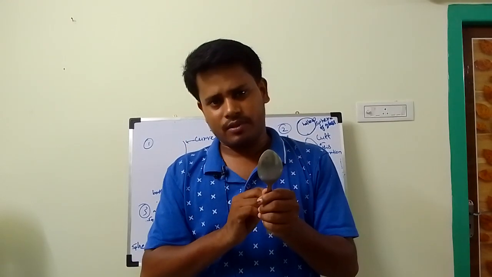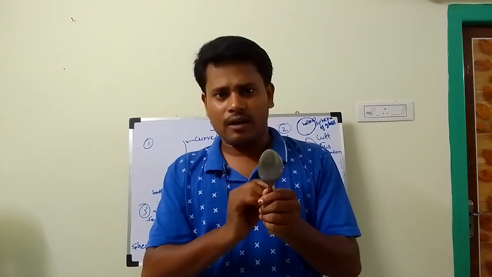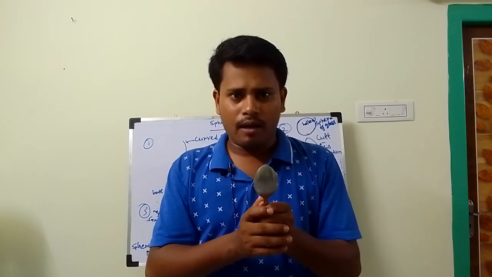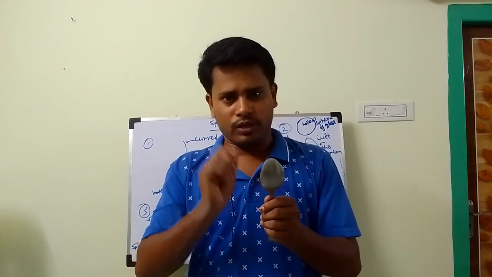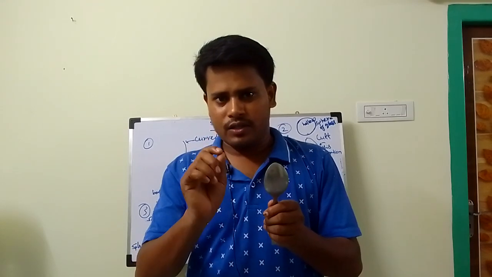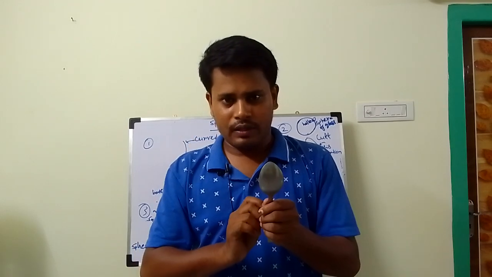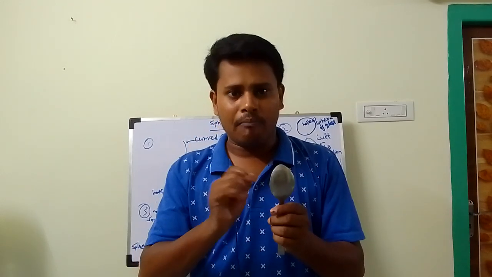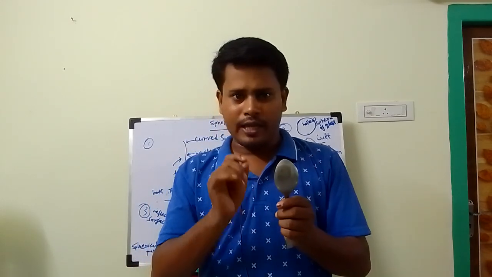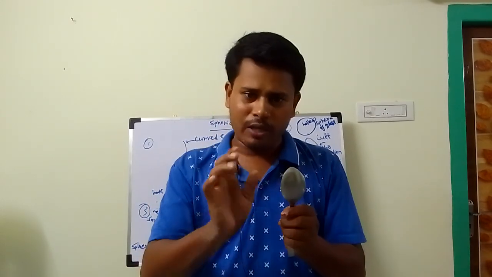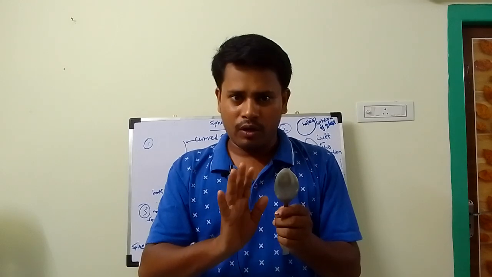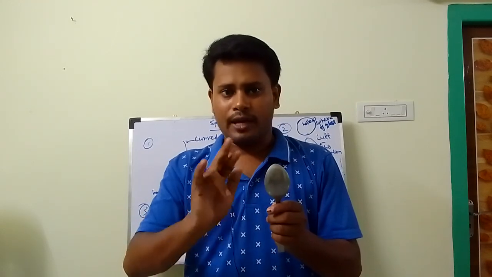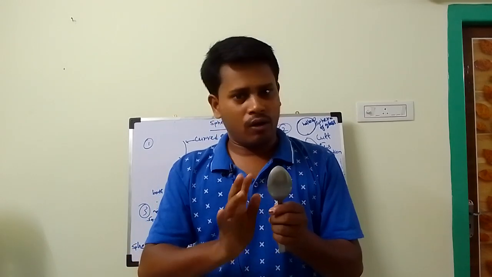But what is the type of the surface? These two surfaces are curved surfaces. That means we can call them curved mirrors. So students, keep this information in your mind: we can call the two surfaces of the spoon curved mirrors. Why? Because they can form an image, so they are called mirrors, and the surface type is curved, so they are called curved mirrors, but not plane mirrors.